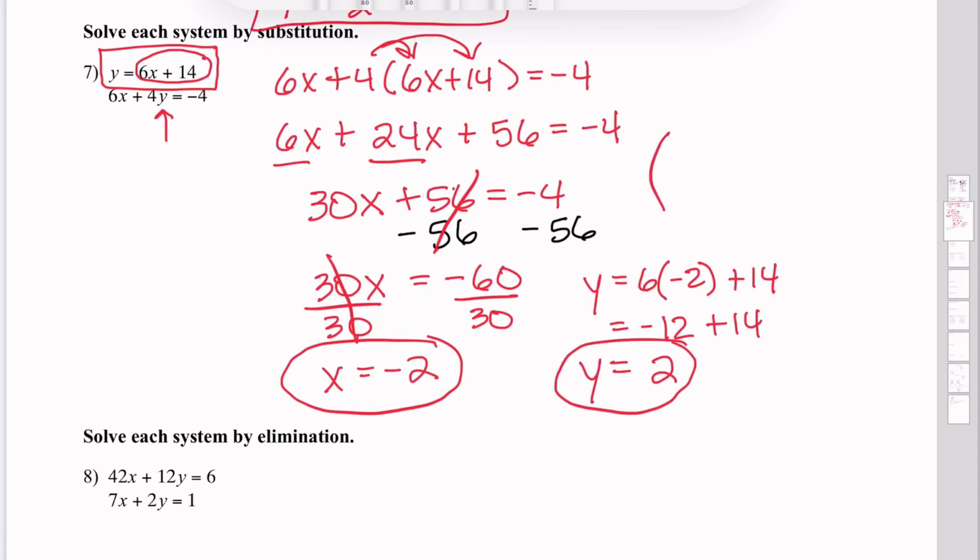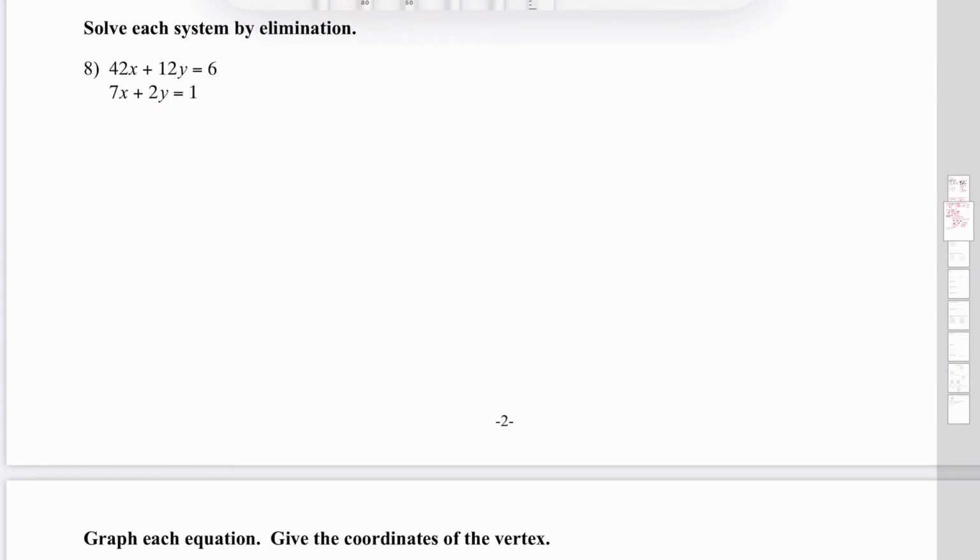Now the correct way to solve this is to write it in coordinate form. So we put the x value first, and then the y value. So those 2 lines intersect at the coordinate negative 2, 2. Question 8, solve by elimination method. This one's a little different.